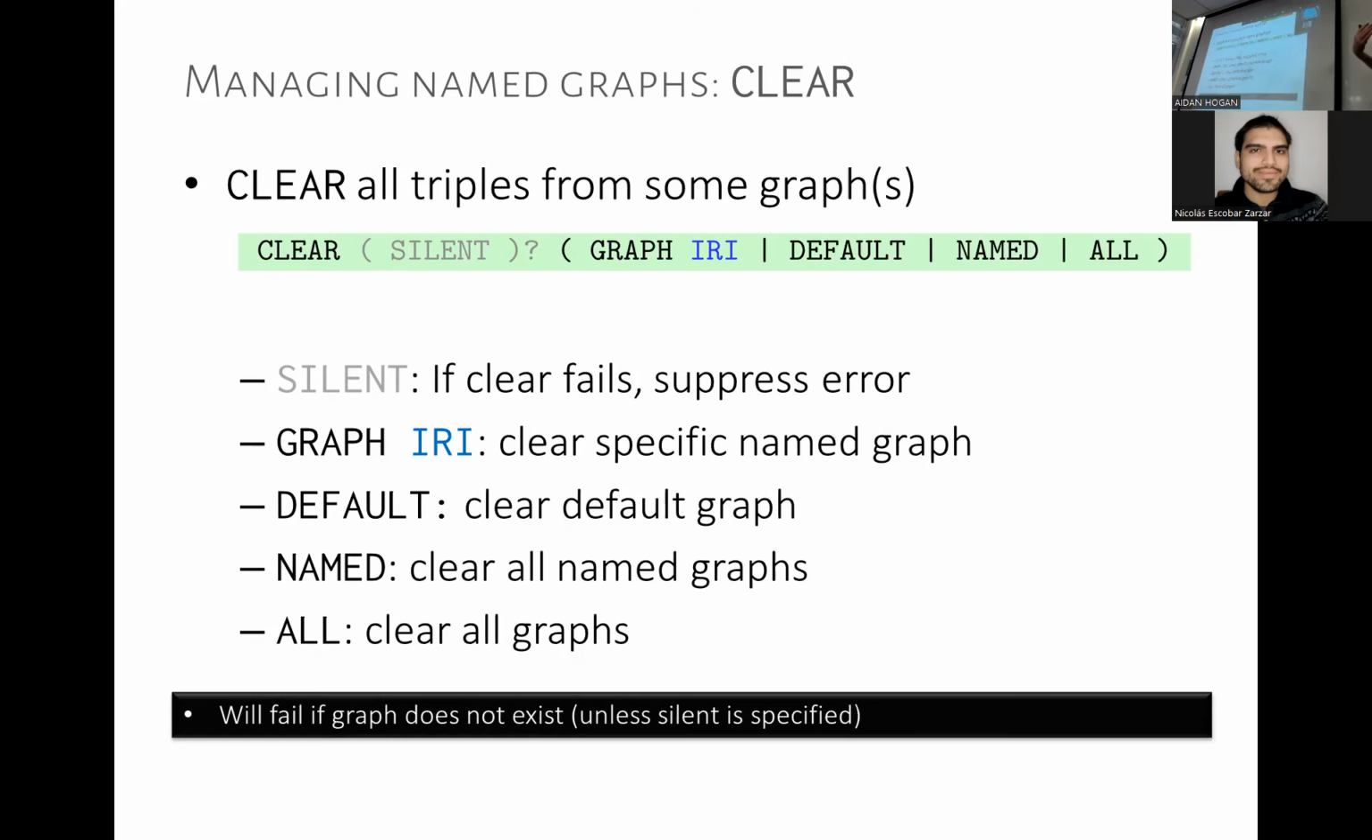So there's a bunch of other features that I'll go through, and they have similar arguments. We have CLEAR, which can clear all the triples from some graph. Essentially we keep the graph, but we just remove everything that's inside it.